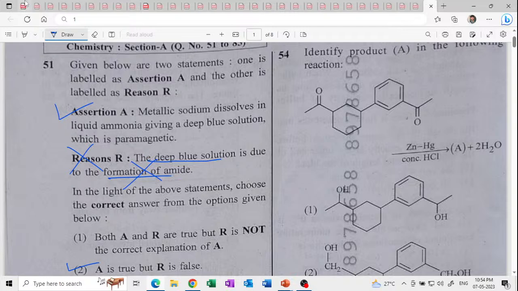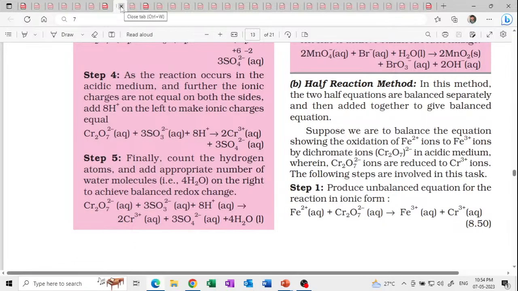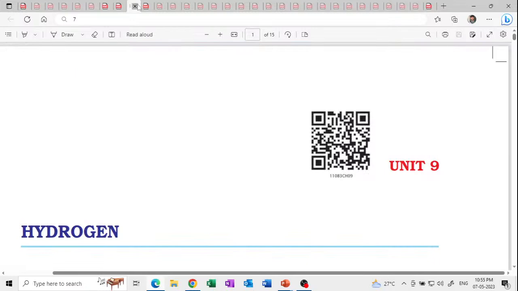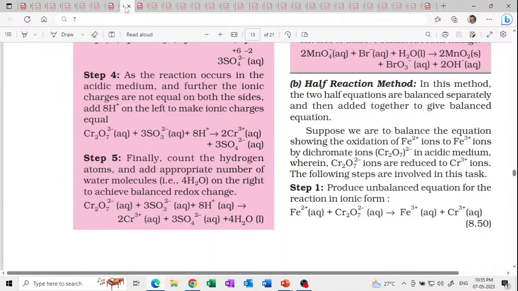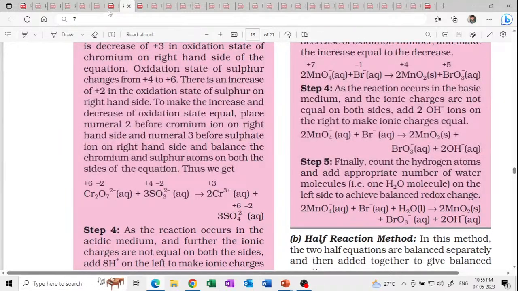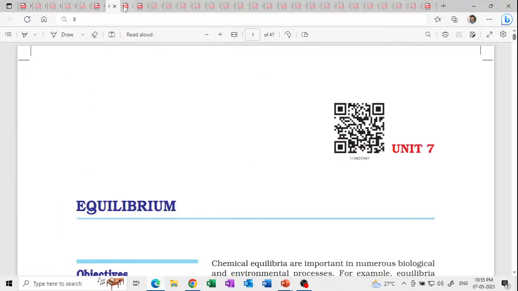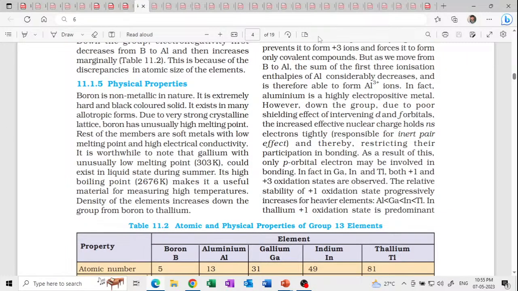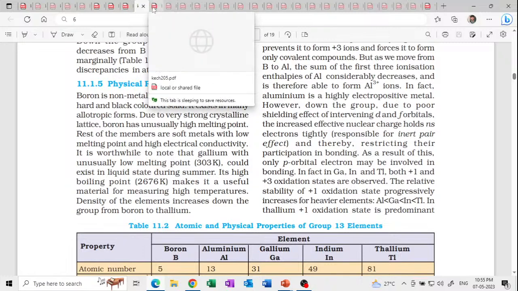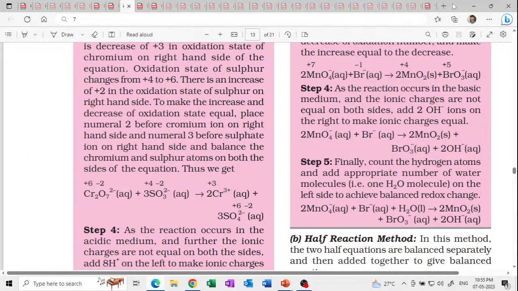Okay, got it? Then alkali metals. Next question.